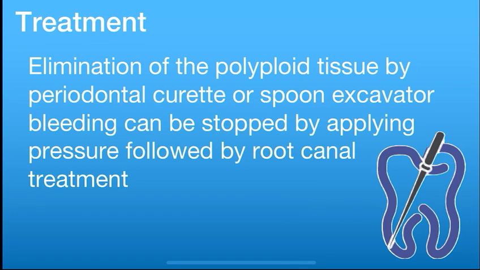Treatment options for pulp polyp: you first have to cut it out with a periodontal curette or spoon excavator. There will be bleeding, because being a granulation tissue, there will be a lot of bleeding. It can be stopped by applying pressure, and it must be followed by root canal treatment.